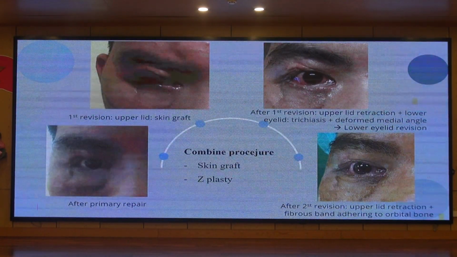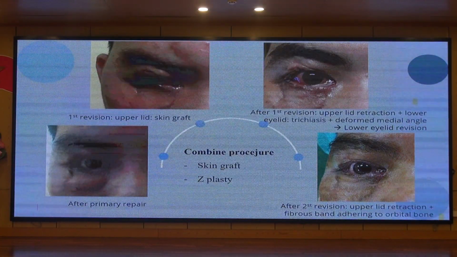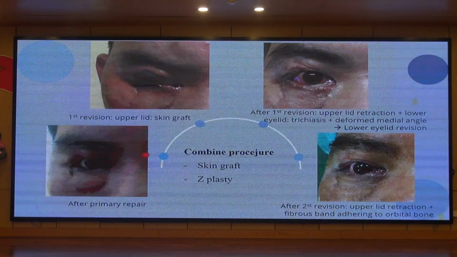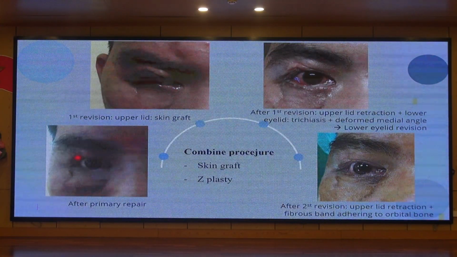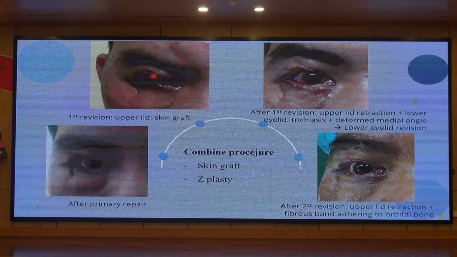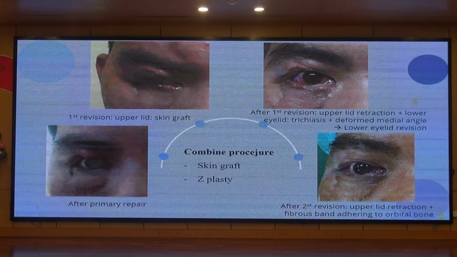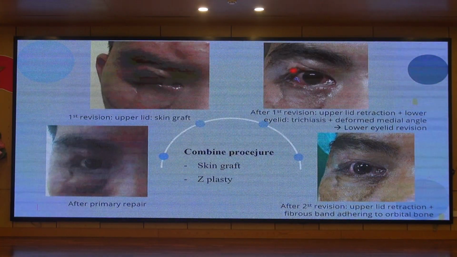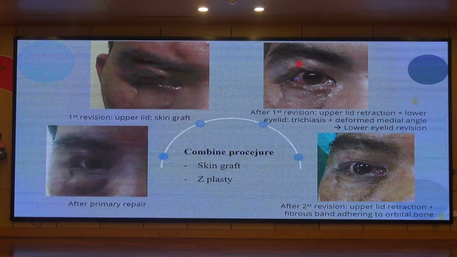Like this patient, who has maybe many repairs. This is after the primary wound closure. So we've got quite a lot of adhesion on the upper eyelid, so he had a skin graft in here. But after some time, the skin graft also contracted, and he still has a contraction, retraction of the upper eyelid.